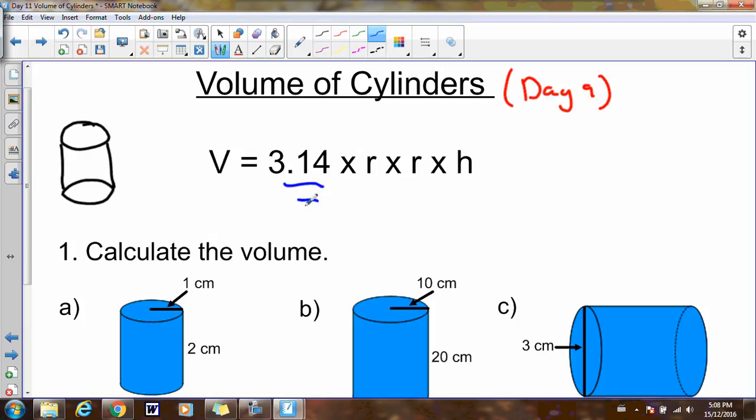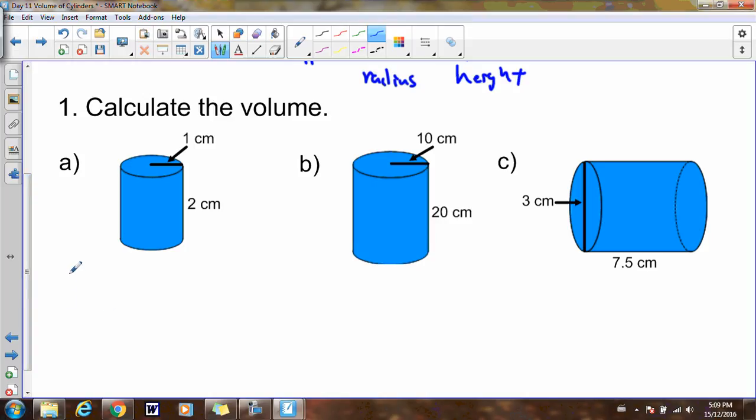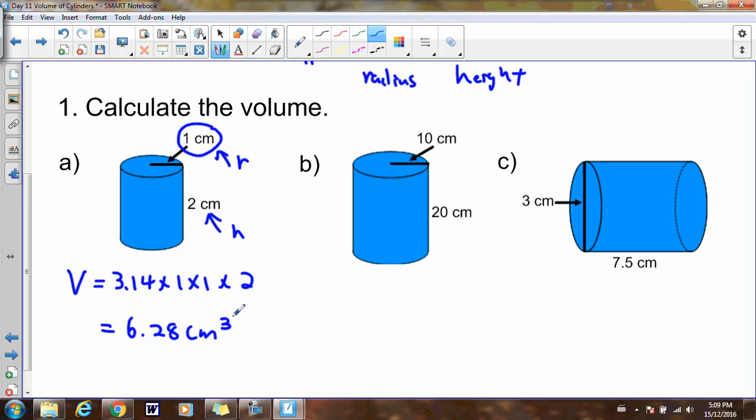This is pi multiplied by the radius twice, and then multiplied by the height of the cylinder. So let's start with a simple example here. We apply the formula here. Volume is equal to 3.14 multiplied by the radius. In this case it is 1. So 1 multiplied by 1 again. Then multiplied by the height, which is 2 here. So this is the radius, this is the height. And you're going to get 6.28 centimeters cubed.